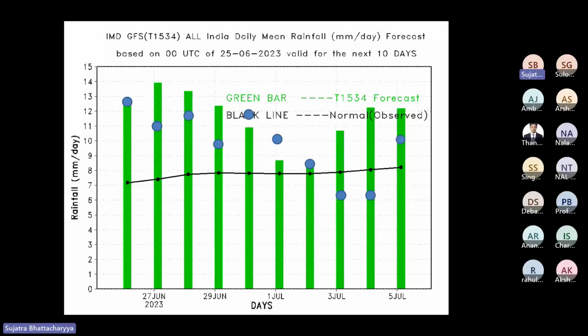So what you see here is, although the forecasts for each individual day's all India rainfall are not so good, if we average, the positive and negative more or less cancel out. So that is the advantage of averaging over space and time.